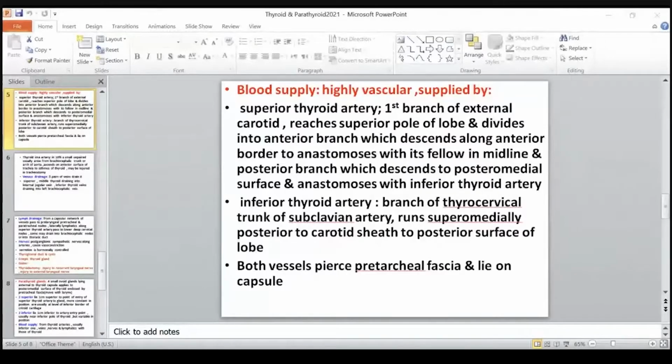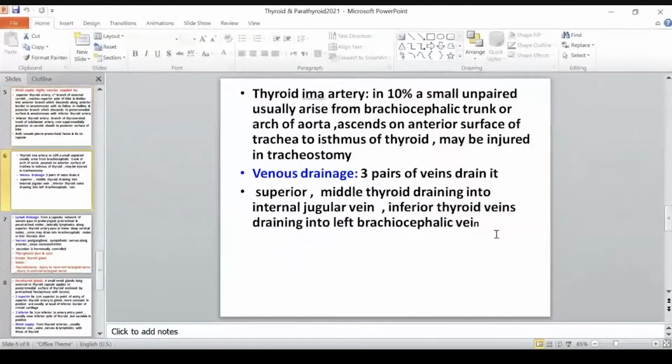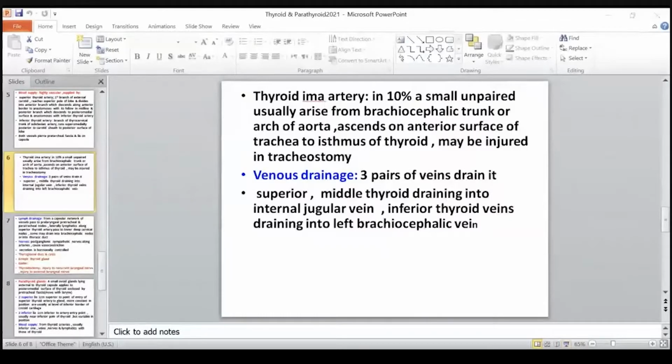Now, as I said, the thyroid ima artery is present only in 10%. It is a small, unpaired, single artery that usually arises from the brachiocephalic trunk or arch of the aorta and ascends on the anterior surface of the trachea to the isthmus of the thyroid. As I said, it might be injured in tracheostomy, when opening the trachea.